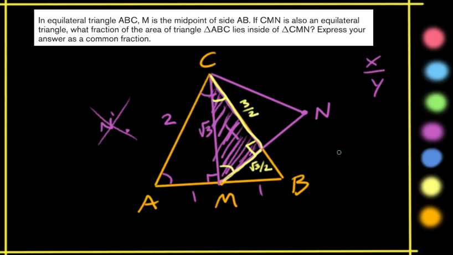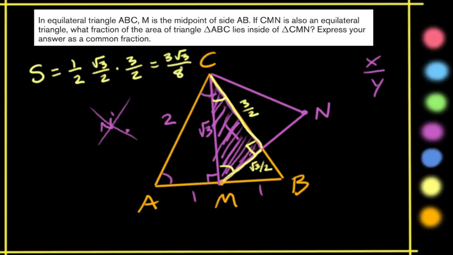Okay, so we need the shaded triangle area, let's call it S. So that's going to be 1/2 the base times the height, 1/2 of square root 3 over 2, which is our base, times our height, which is 3 over 2, and that's going to equal 3 root 3 over 8, I guess. So that's our shaded triangle area S here.